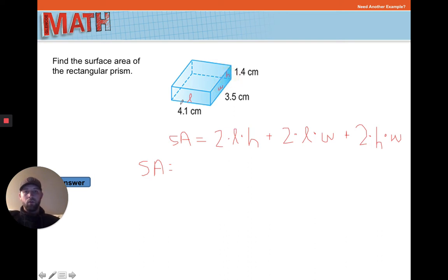Here's the length, 4.1. Here's the width, 3.5. Height is 1.4. Let's plug in what we know here. For this first part, we have 2 times. That's going to stay the same. The length, we just take what the length was and plug it in. So 4.1.